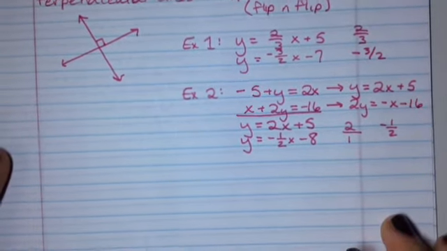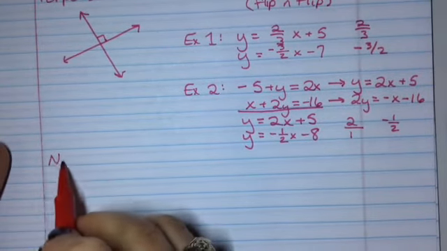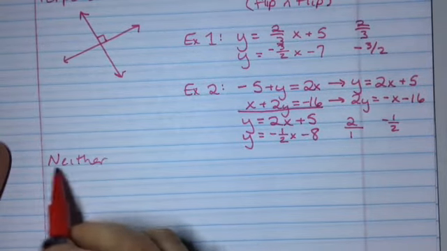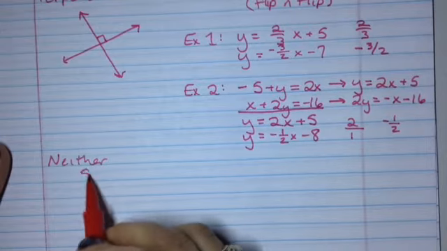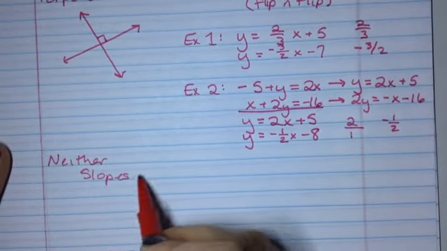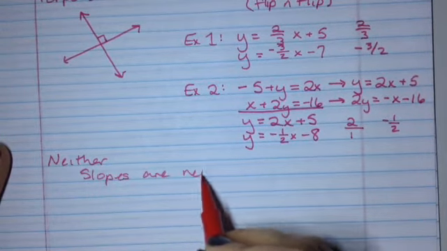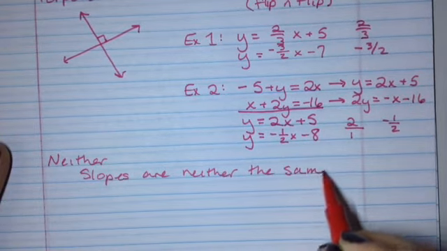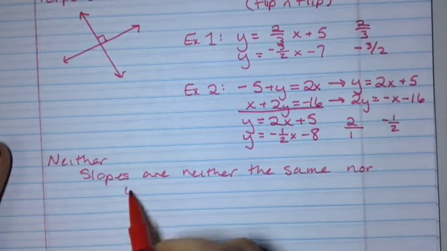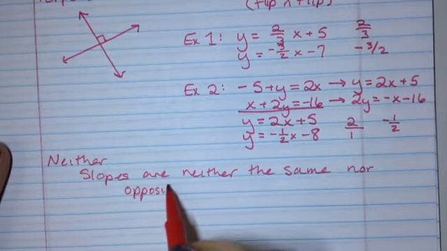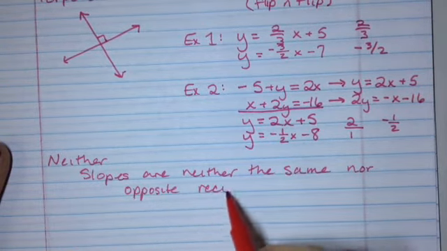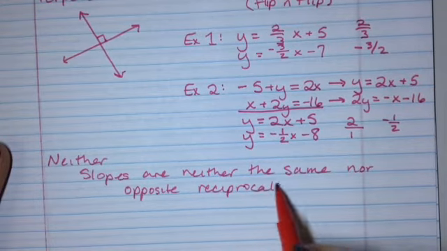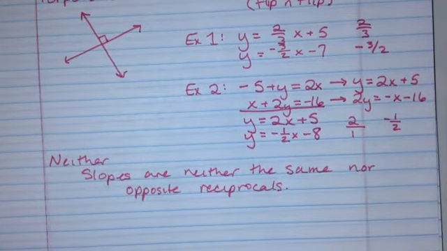The last type of option you can have today is what's called neither. Okay, these neither are when the slopes are neither the same nor their opposite reciprocals. Pretty simple. So if it's not parallel or perpendicular, your only other option is neither.